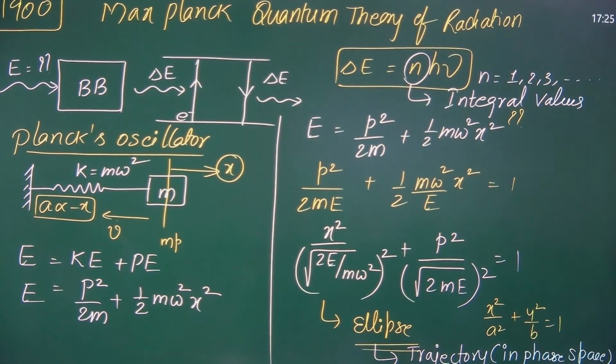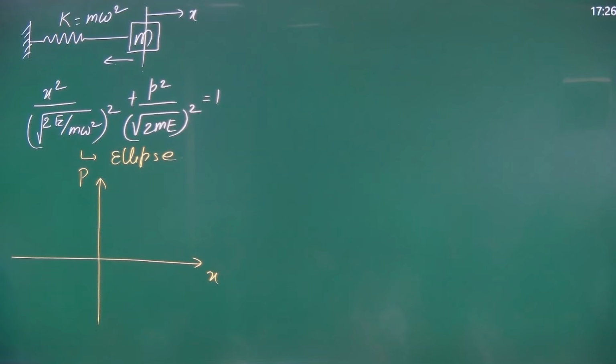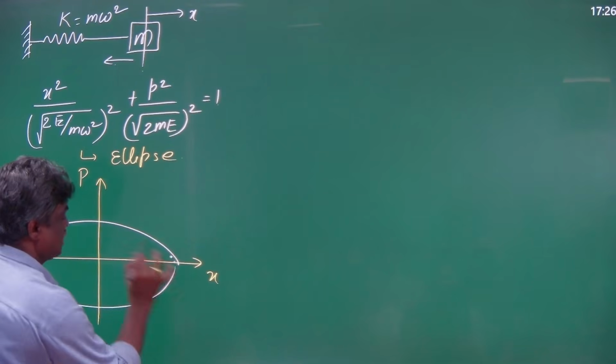Ready? Is it over? Over. Right. Now ready. So this is what we get, an ellipse. Okay, so now I have drawn this elliptical path.